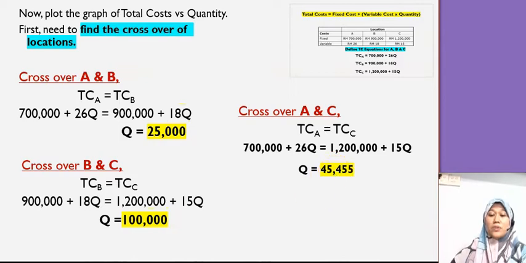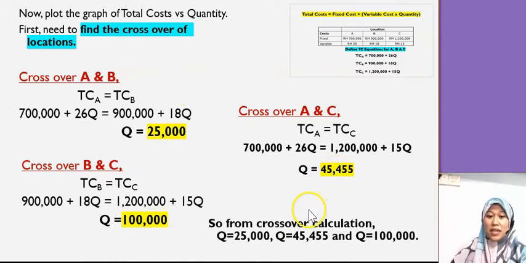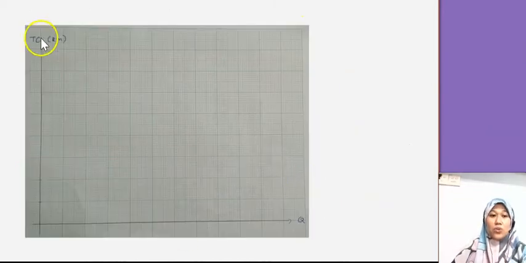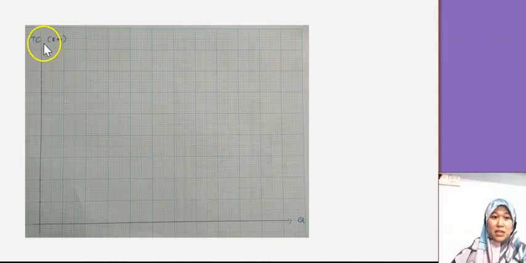Okay. So next, what do you have to do? You want to start drawing the graph. So you know your Q, on the X axis, has to go up to more than 100,000, because you want to show these 3 crossovers happening in the graph. Okay. So this is your graph paper. The Y axis is the TC, total cost in RM. And the X axis is your Q.